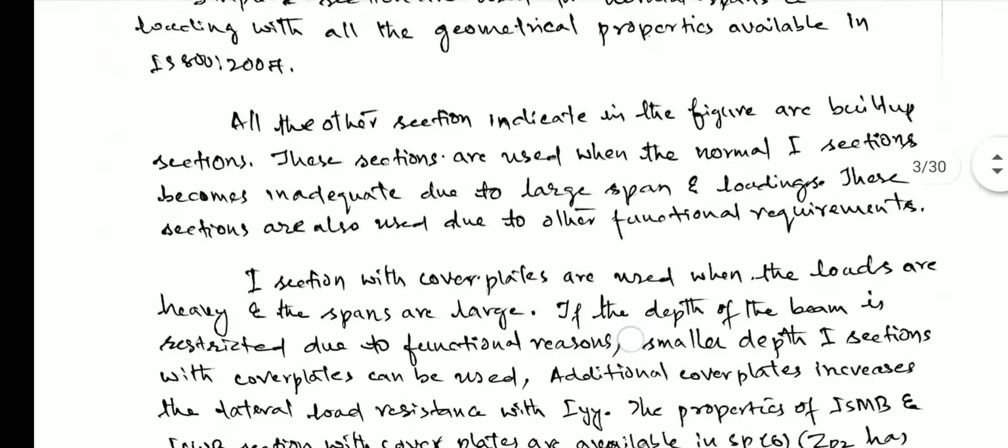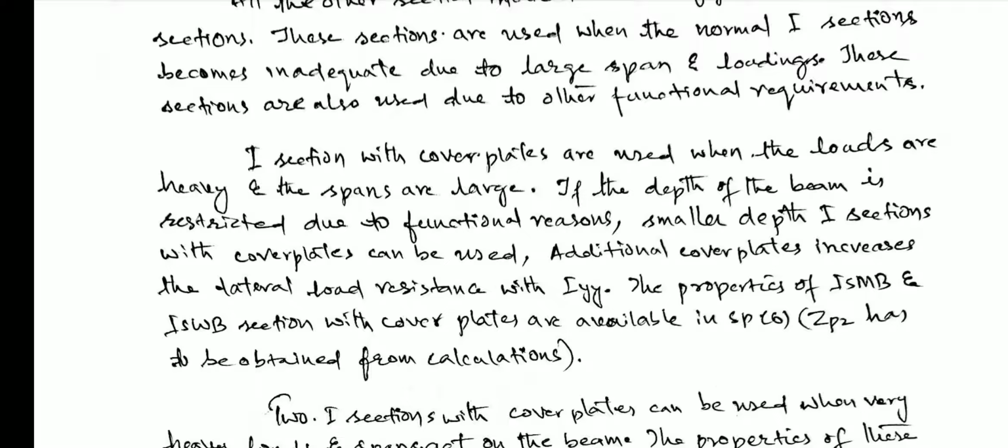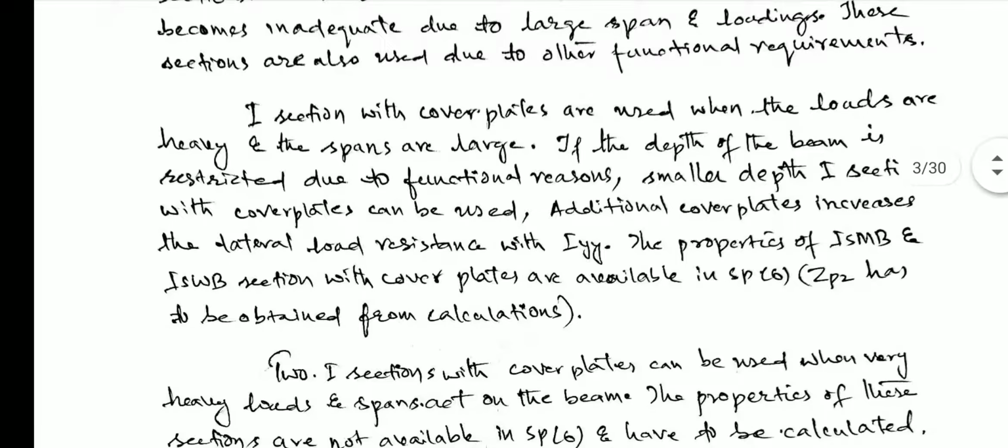Now the I section with cover plates is used when the loads are heavy. We already know this from the design of base slab, where the section may be a single I section or a built-up section. When the load is more, we provide cover plates to carry heavy loads. When the spans are large and loads are heavy, we can use I section with double cover plates.